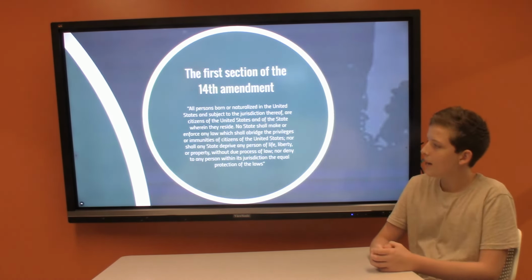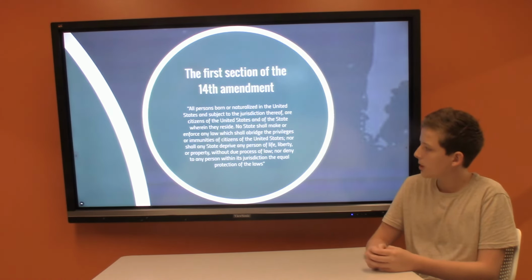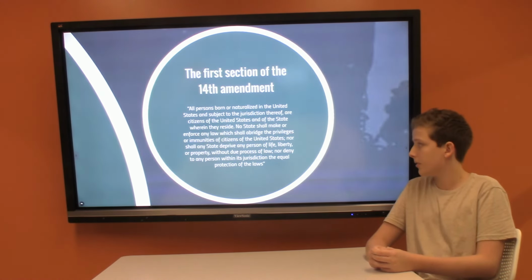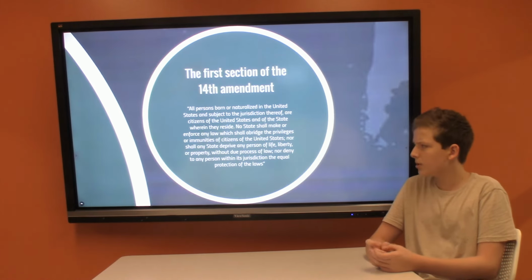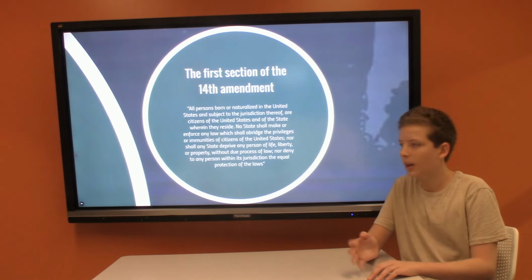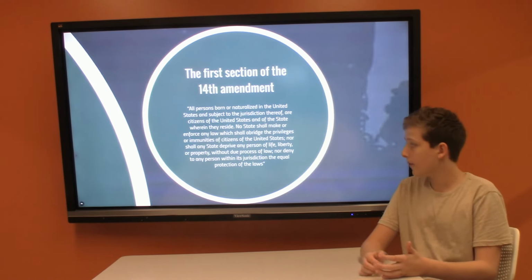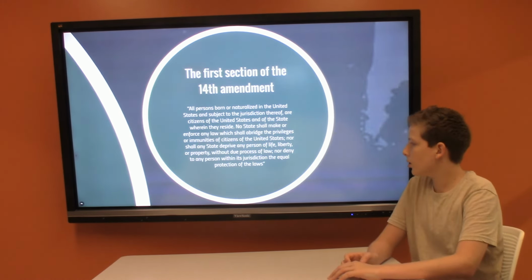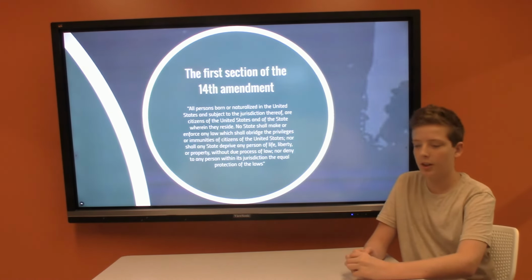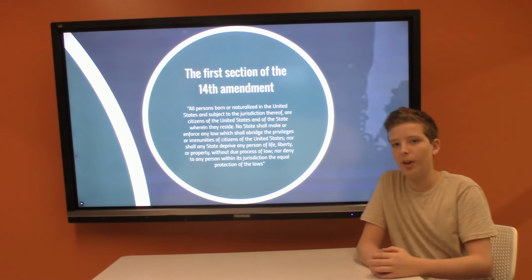No state shall make or enforce any law which shall abridge the privileges or immunities of citizens of the United States, nor shall any state deprive any person of life, liberty, or property without due process of law, nor deny to any person within its jurisdiction the equal protection of the laws."